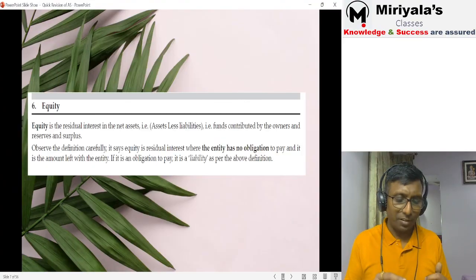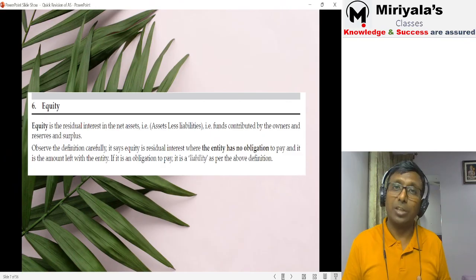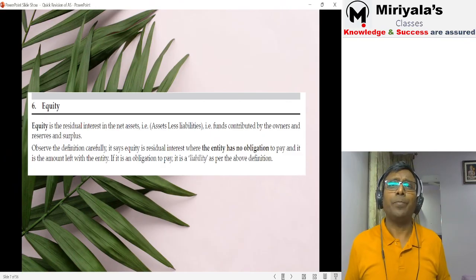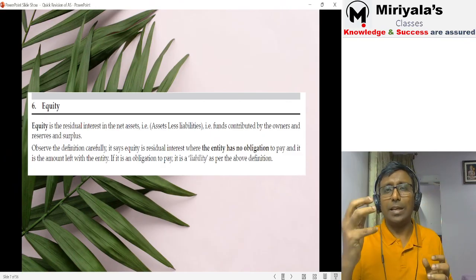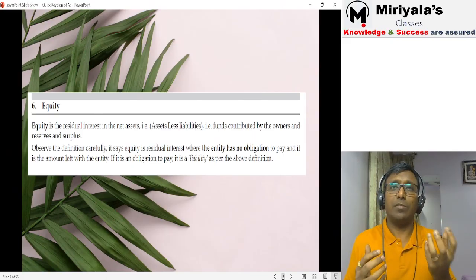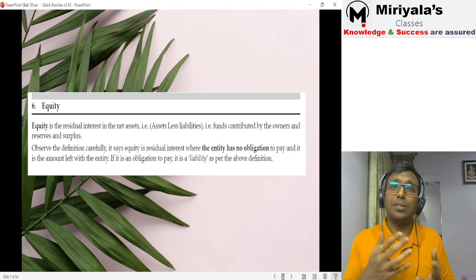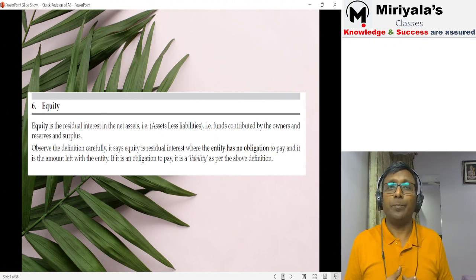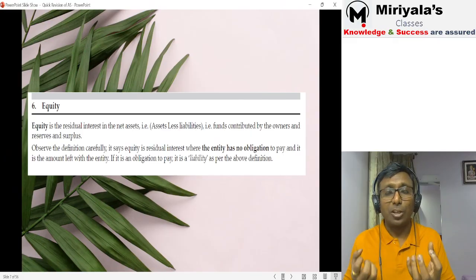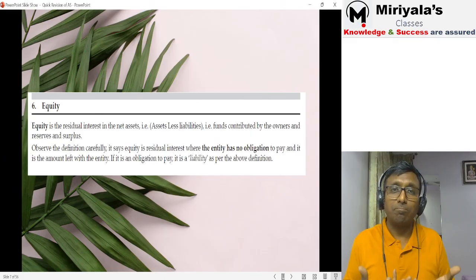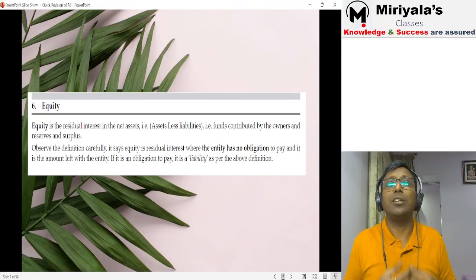The next item is that every balance sheet is divided into 3 parts, which you have studied already: equity, liability, and asset. We learned what an asset is and what a liability is; now, what is equity? Equity is the residual interest in net assets, that is, assets minus liability is equity. Equity is nothing but the shareholders', that is the owners', interest, basically.